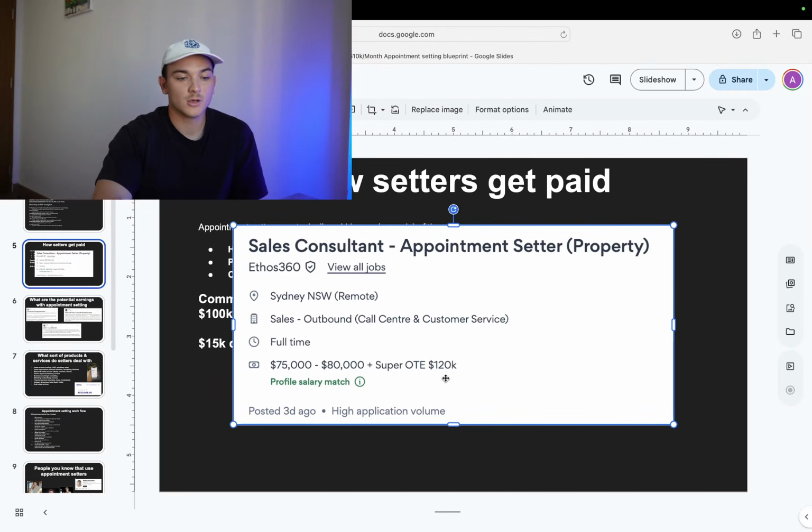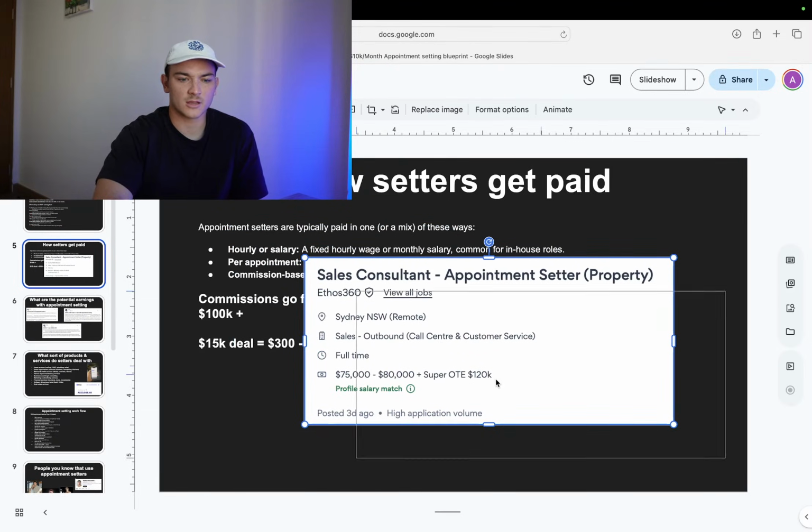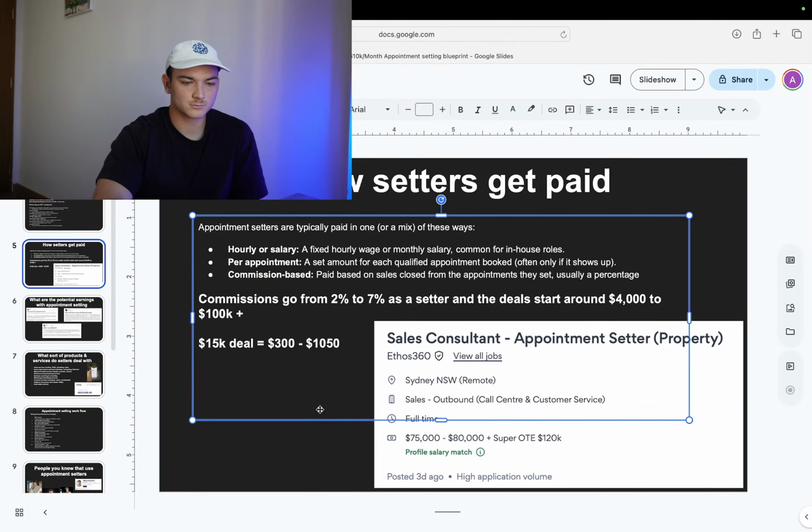I think it's pretty good. This posted 3 days ago as well. I'll show you how to actually get these roles and which one to really look for.